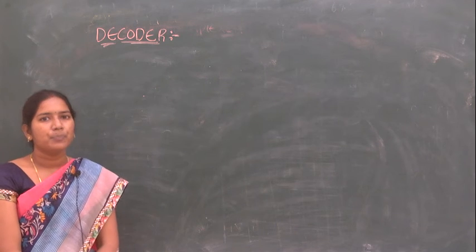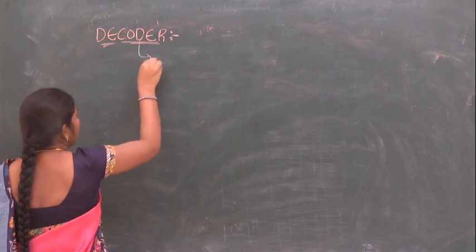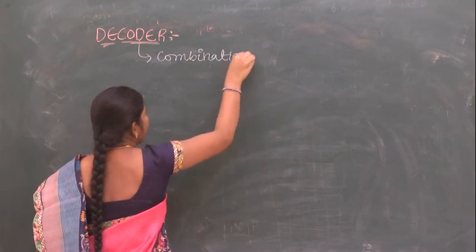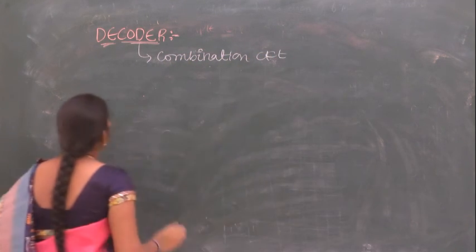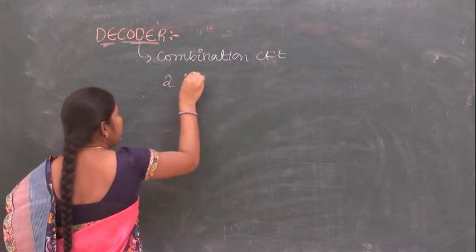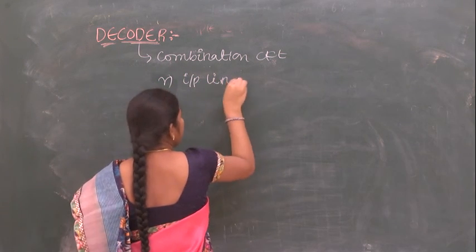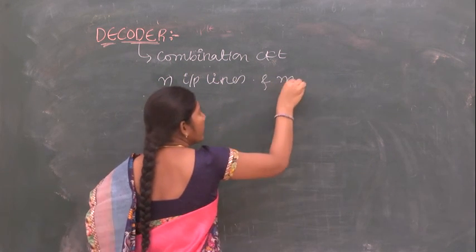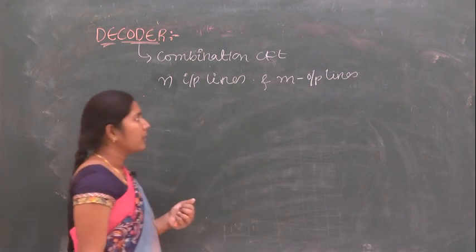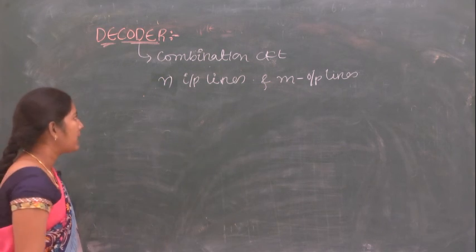Today we are going to discuss decoders. A decoder is a combinational circuit, and this decoder circuit basically has n input lines and m output lines. For each n input lines, correspondingly there are some m output lines.